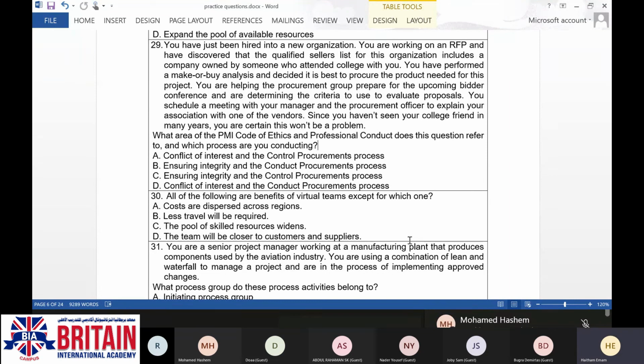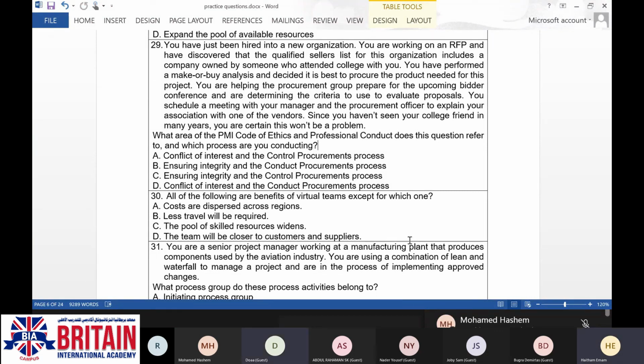Okay. Because for sure your team will be closer to the customer and suppliers. The pool of skilled resources will widen. Less travel will be required. But the wrong answer is that the costs are dispersed across regions. Is it clear right now?